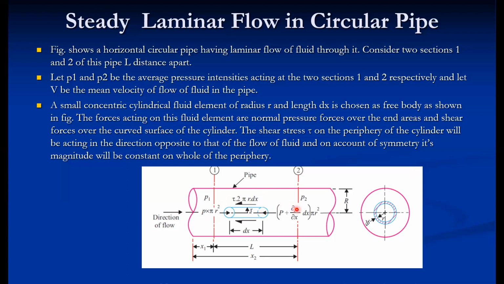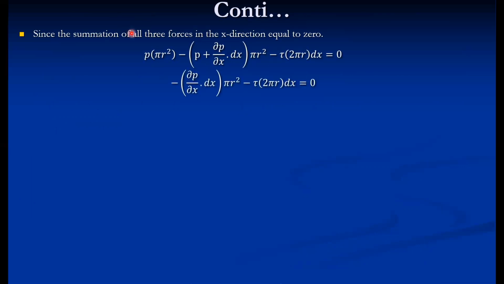So there are three forces acting on this fluid element. We consider the direction of force towards the right as positive and towards the left as negative. There is only one positive quantity, that is P into pi r square, and the other two are negative quantities. We can equate the summation of all forces to zero. If we simplify, this term gets cancelled.